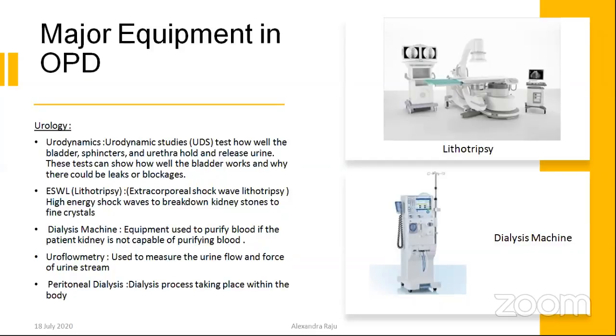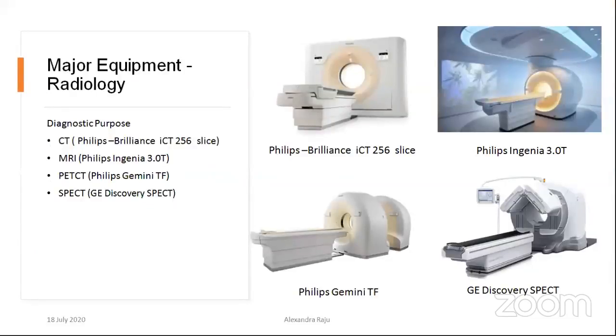So now let's see what the major equipment available in the radiology department are. The radiology department is a place where we use equipment mainly for diagnostic purposes, which use ionizing or non-ionizing radiation for imaging purposes. The major diagnostic equipment available in radiology includes CT.